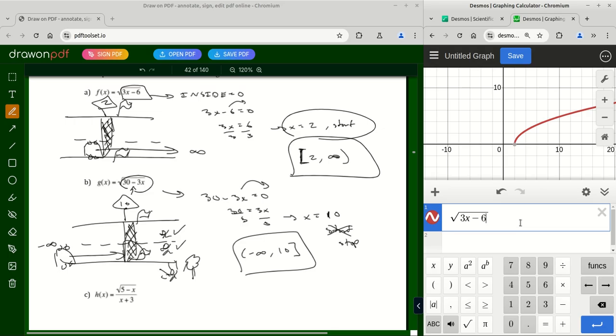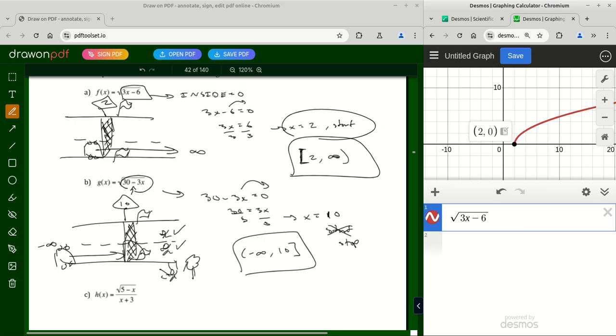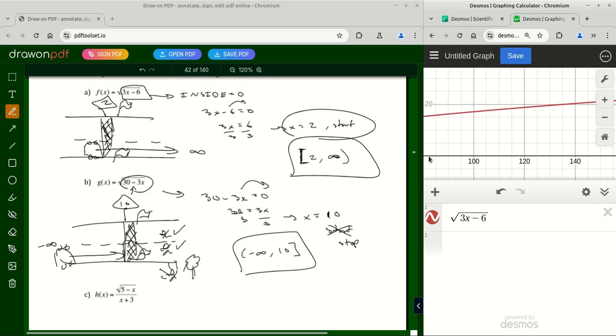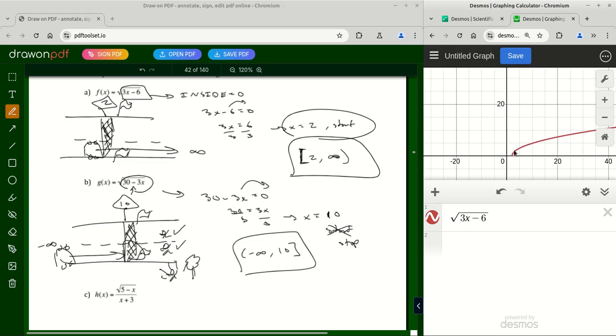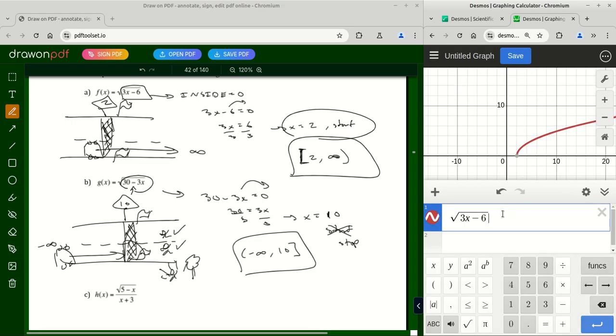So 3x minus 6. Notice that I start at 2 and I go to infinity. Oh my gosh, where are we going? We're going to infinity. But we're starting at 2. Easy, right? That was easy. Okay, let's do the other one.